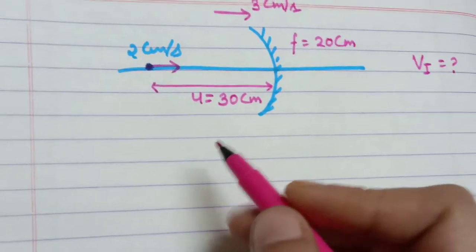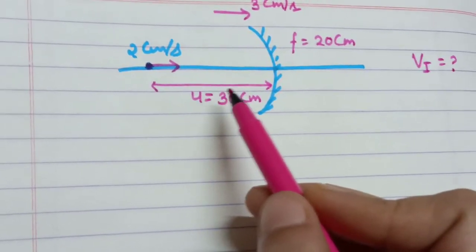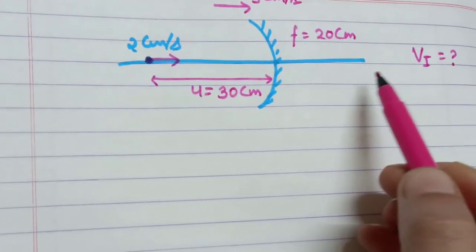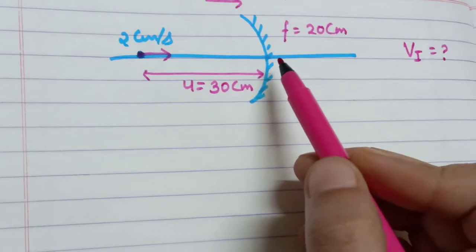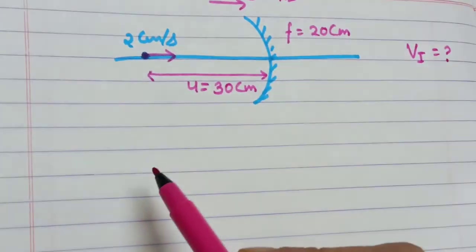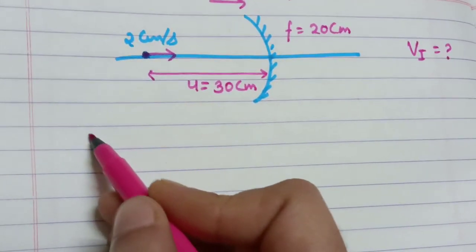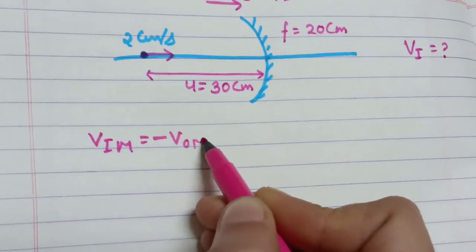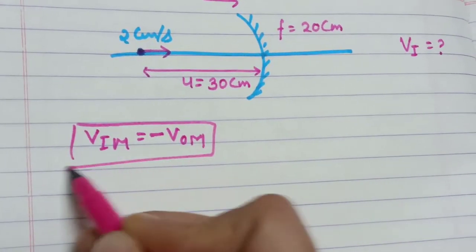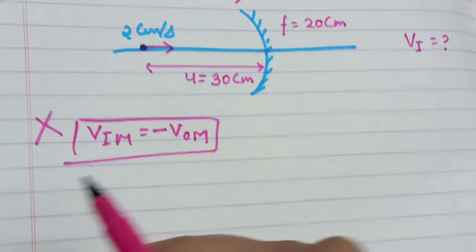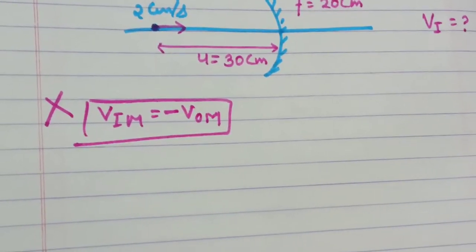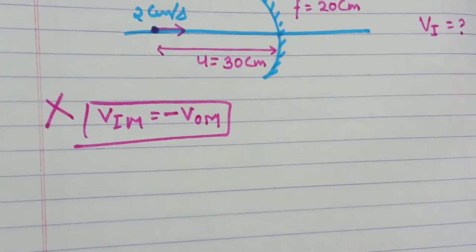So the value of u will change with the time, so the value of v will also change with the time. Okay, here Vim is equal to minus Vom is not applicable. Here there is a derivation. I am going to tell you briefly.